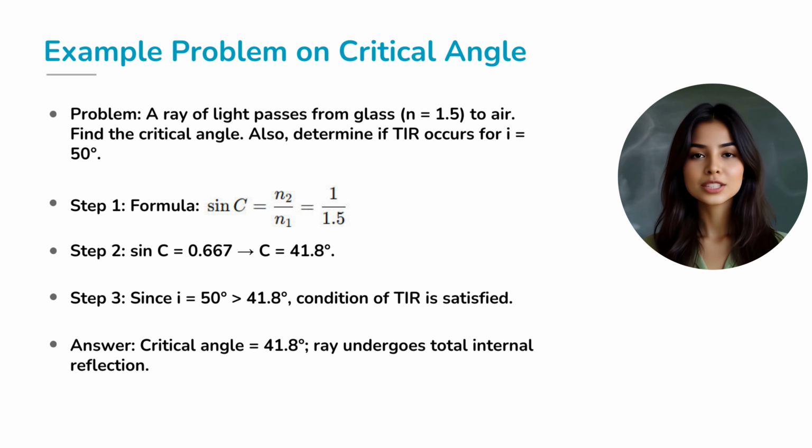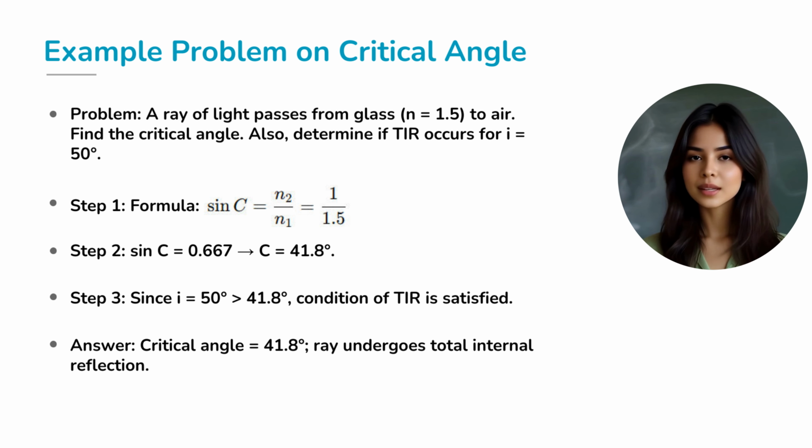Let's solve a quick example together. Suppose a ray of light passes from glass whose refractive index is 1.5 into air. First, we calculate the critical angle. Step 1. Use the formula sin C equals N2 over N1. That is 1 divided by 1.5. Step 2. Sin C equals 0.667. Step 3. Take the inverse sine of 0.667, which gives us about 41.8 degrees.